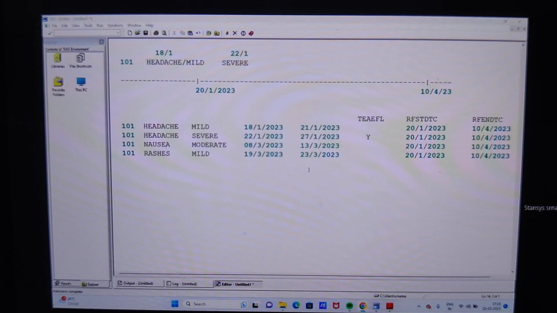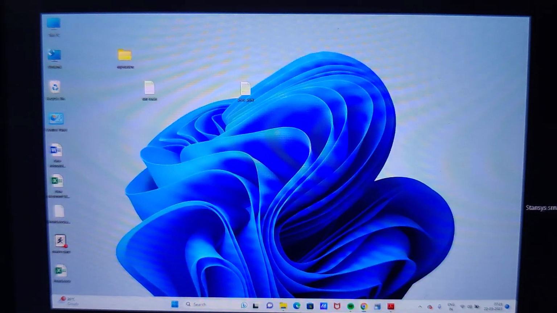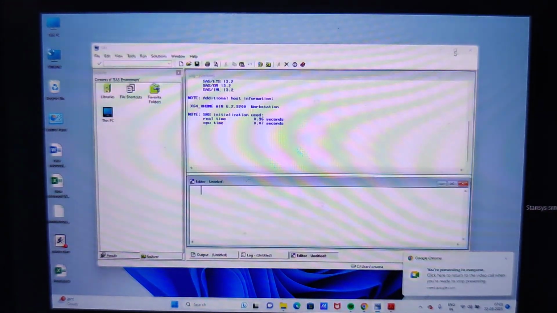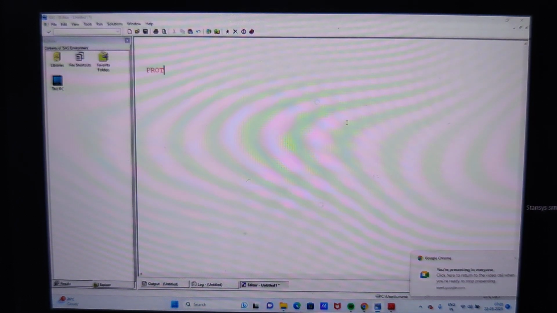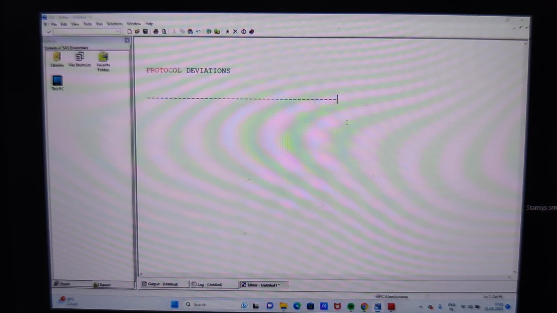I told you disposition is not so important. The next domain that we have is protocol deviations. During the clinical trial, we are going to write a set of rules for the treatment in the protocol. So everybody must follow the protocol guidelines.